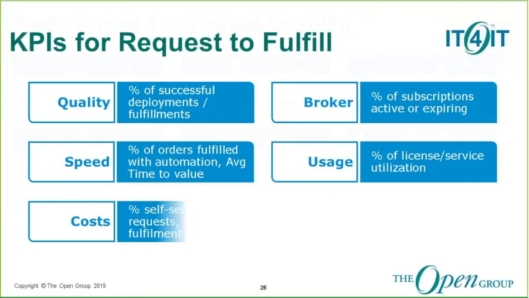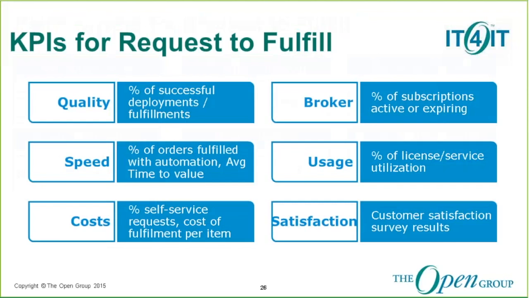In order to better quantify and track the benefits of the request to fulfill approach, here are a few key performance indicators that should be tracked. And I'll mention a few. First, we have quality, reducing the number of incidents or issues caused by deployments and changes and provisioning activities. Then we have speed, which is measured by calculating the average time it takes to fulfill requests.